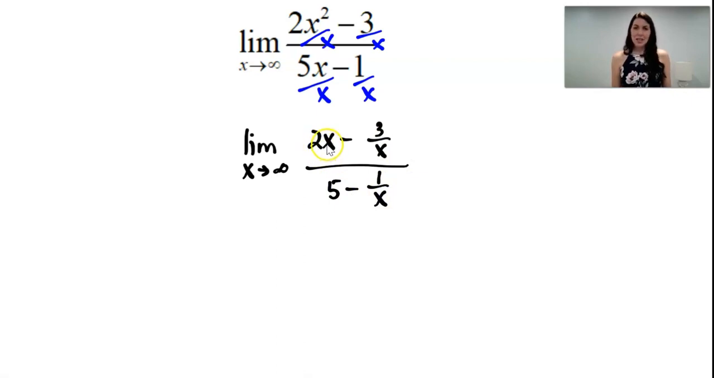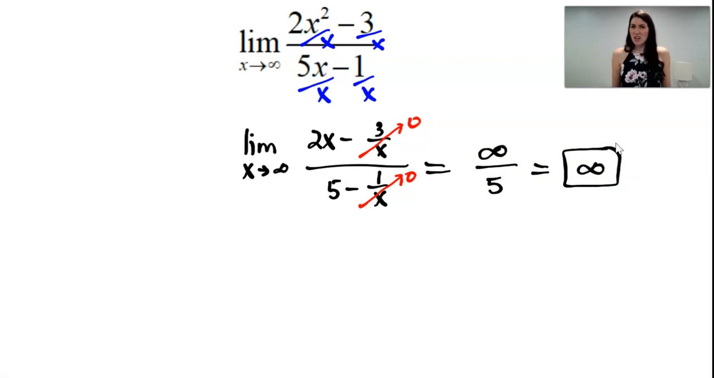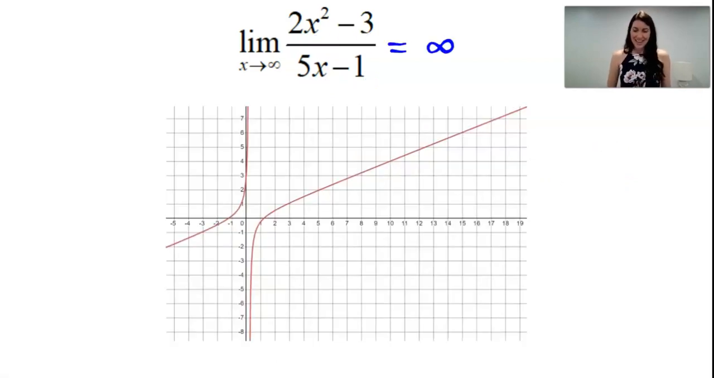2 times infinity minus, well, this would approach 0. So 2 times infinity minus 0, that would be infinity. And on the bottom, 5 minus 1 divided by infinity would approach 5. Infinity divided by 5 is infinity. So it looks like this time the limit is infinity. What does this graph look like? Let's take a look. You can see here the end behavior, or as x approaches positive infinity, this graph is approaching infinity itself, or rising without bound.